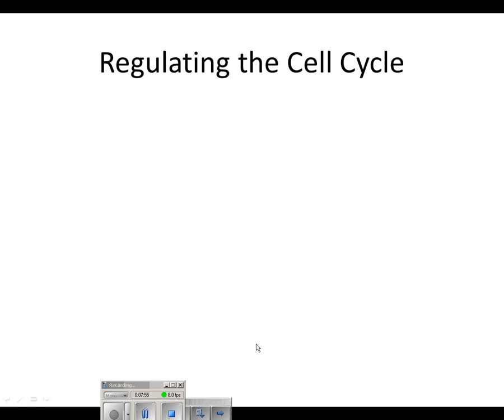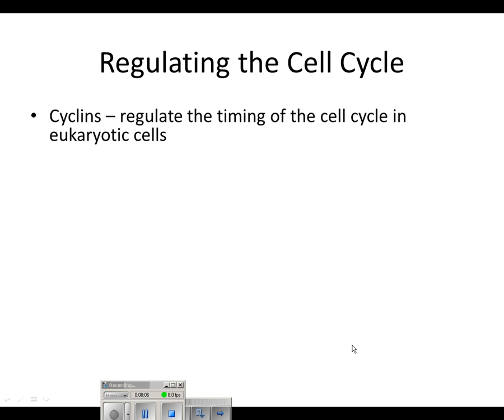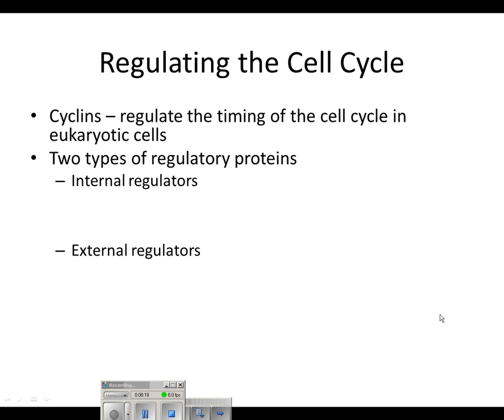Now we can talk about what regulates a cell cycle, because if all the cells just started dividing uncontrollably, then the systems wouldn't be able to be regulated and controlled. So there's these proteins that are called cyclins, and they actually regulate the timing of the cell cycle in eukaryotic cells. There's two types of proteins that do this: internal regulators and external regulators.